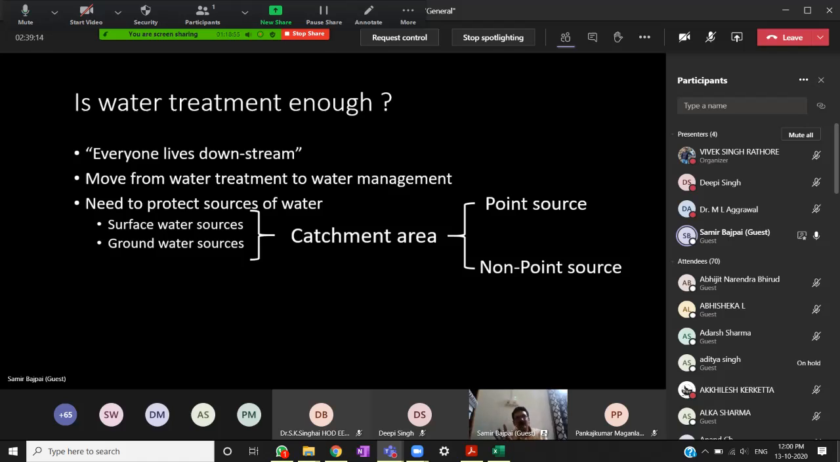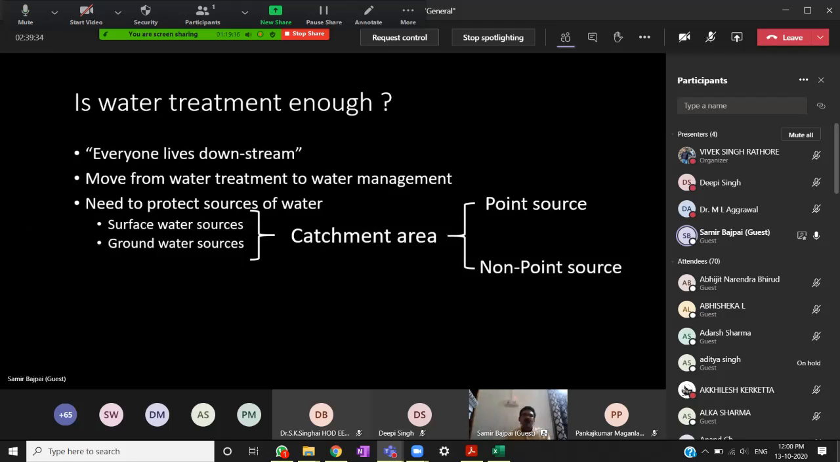So we can't rely on water treatment. No technology is sufficient, and even if technology is available for water treatment, it's very costly. The majority of countries in the world, even developed countries, can't afford that technology now. Not all segments of society can afford it. Only very rich people can afford these technologies.